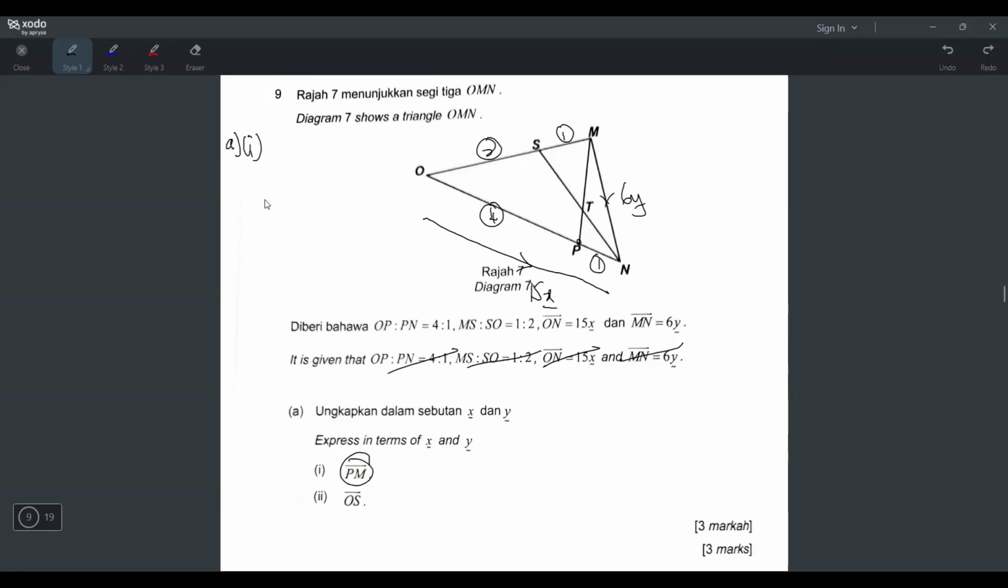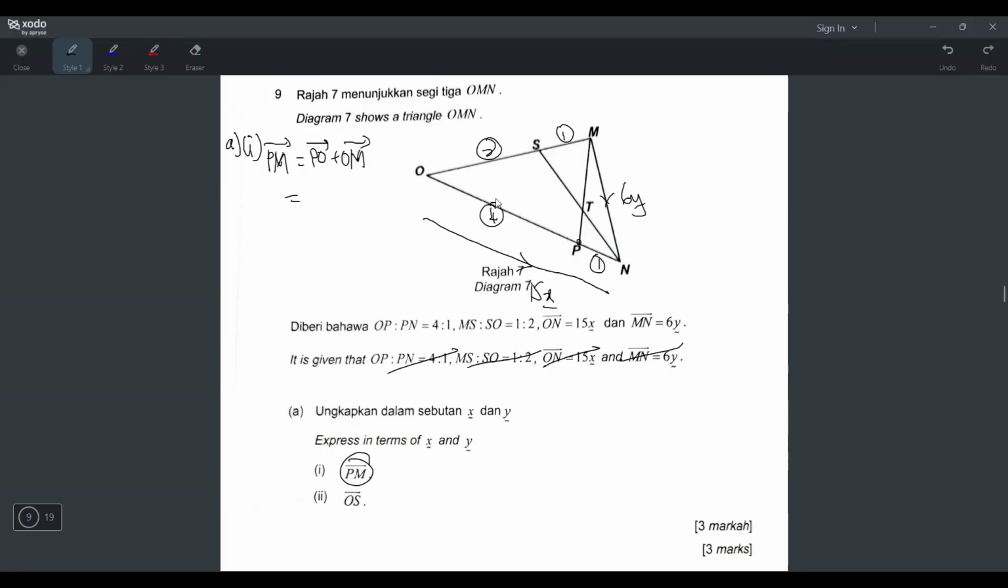The question wants to find vector PM. So how to find vector P to M? Very easy. Just go PO plus OM. But you don't have OM, right? But it's okay. I told you already, you can find it just now. So just go PO plus OM.